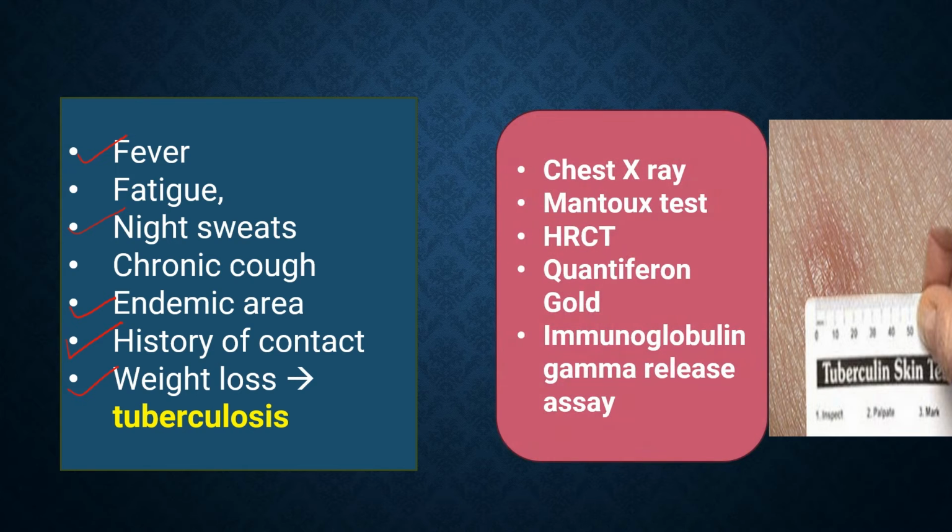So in those cases, you have to suspect tuberculosis, and the usual investigations that we order for the diagnosis of tuberculosis basically are a chest X-ray. You can go ahead and do even a high resolution computed tomography, and you can go ahead and do a Mantoux test, QuantiFERON Gold, and also interferon gamma release assay, which is also abbreviated as IGRA.